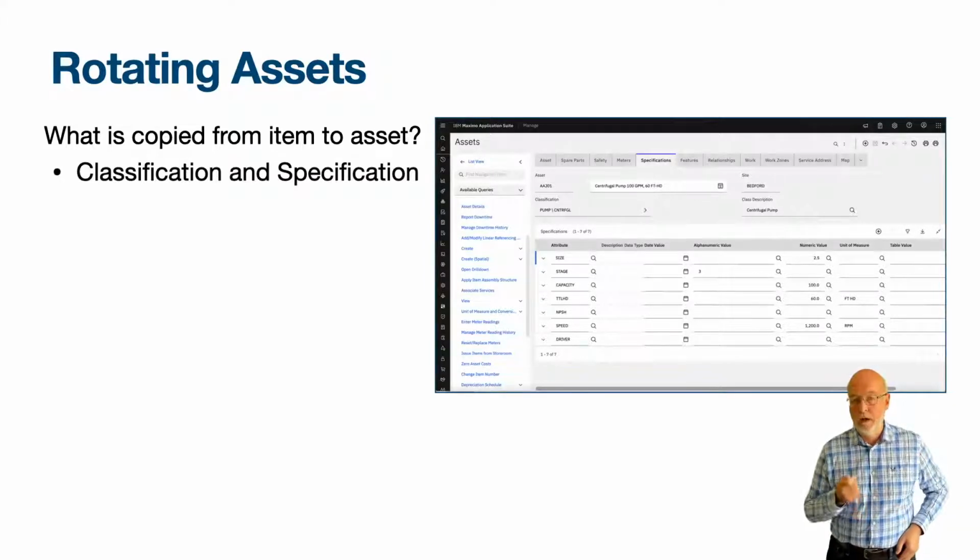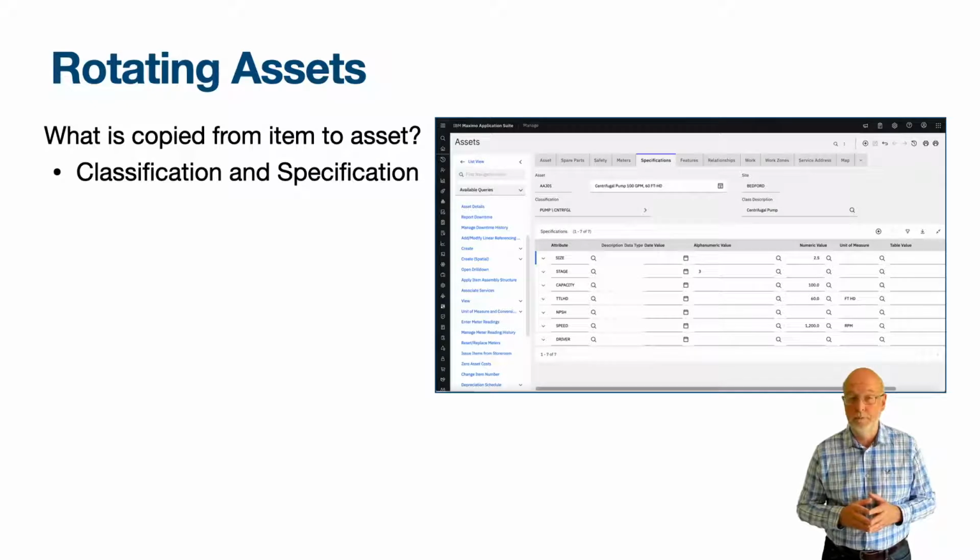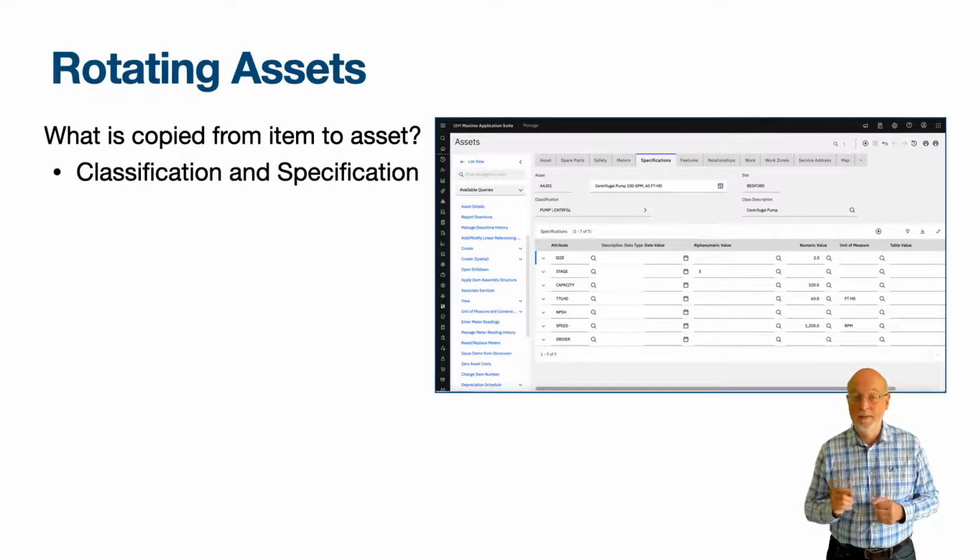The rotating item is considered the master record for the rotating asset. We'll go deeper into this in the next podcast episode and video. If you look closely, there is a new date value attribute which was introduced with Maximo Application Suite version 8.8.